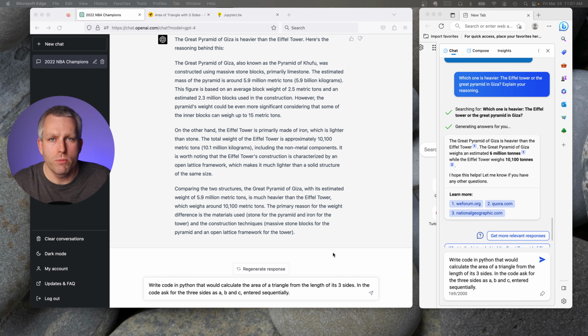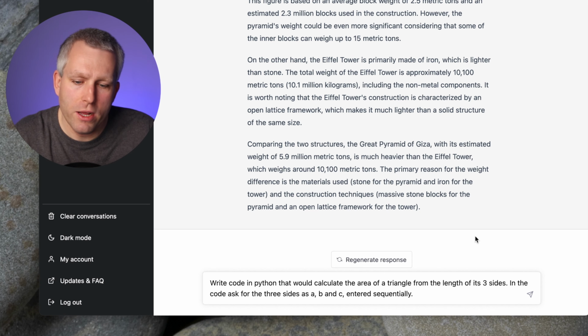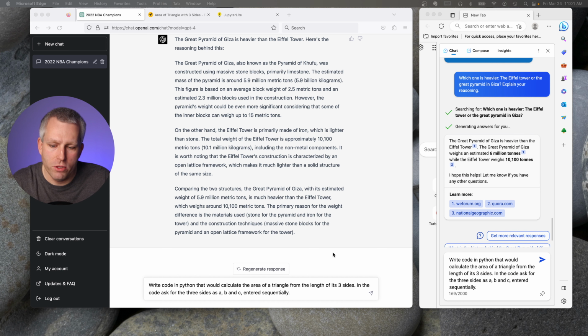Next, I'm going to ask for some coding help. Write code in Python that will calculate the area of a triangle from the length of its three sides. In the code, ask for the three sides as A, B, and C, entered sequentially.